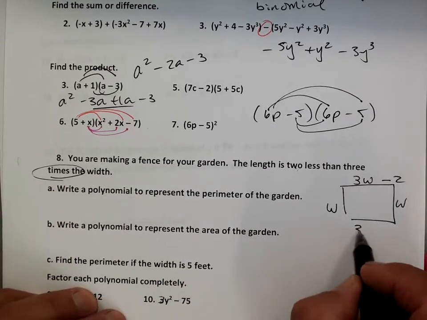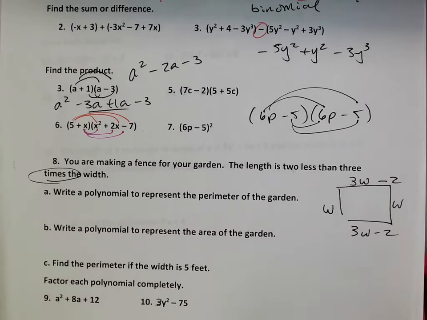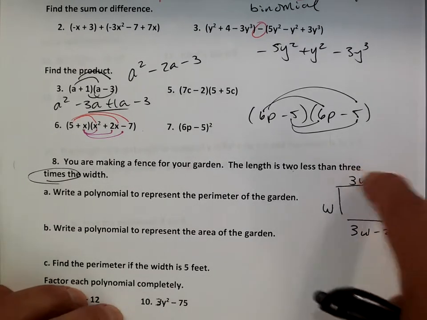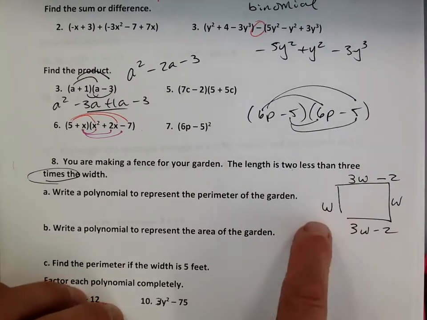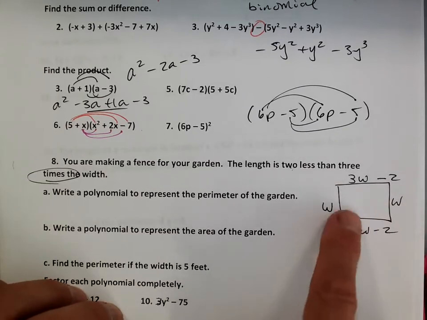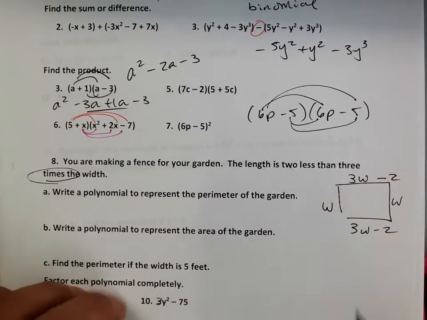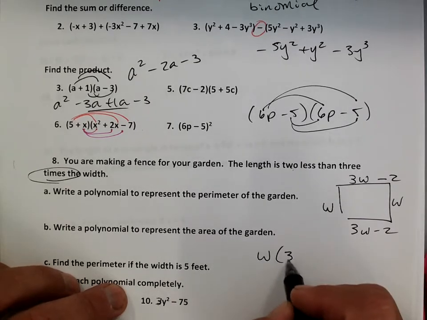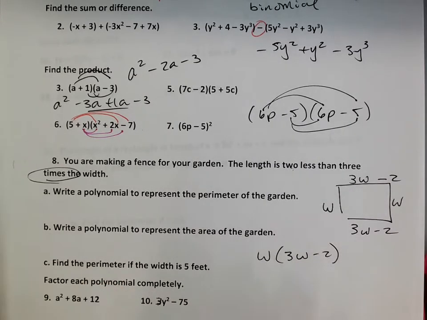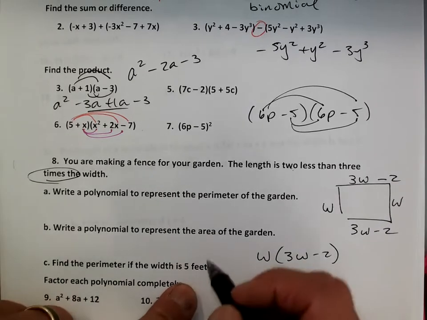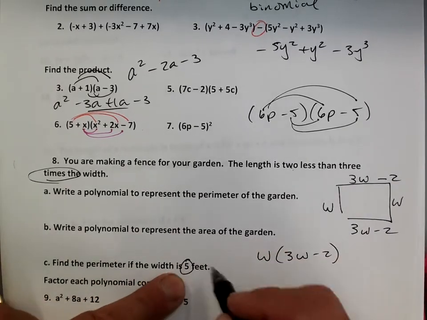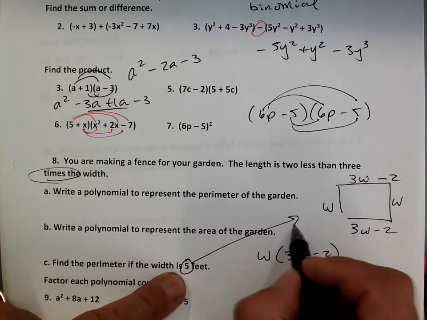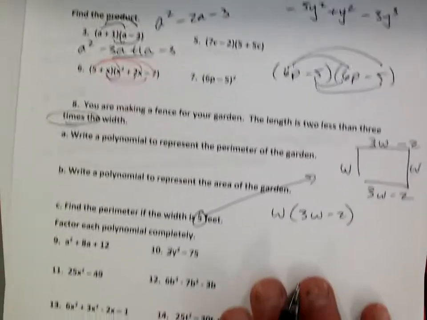Same thing here. And then the perimeter, just add this side plus this side plus this side plus this side. 8w minus 4. And the area is just length times width. The area is just going to be the w times the 3w minus 2, okay? Now if the perimeter is, find the perimeter if the width is 5, just plug the 5 in for w and find the perimeter, okay?